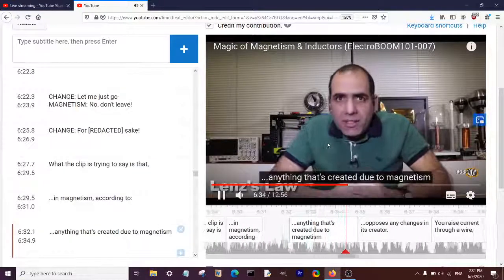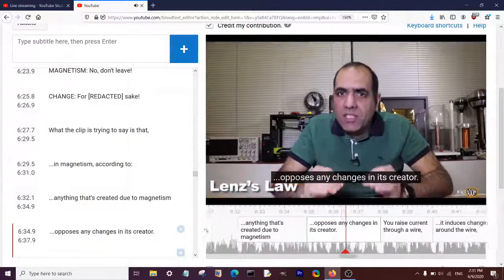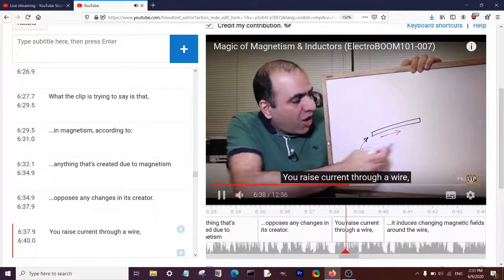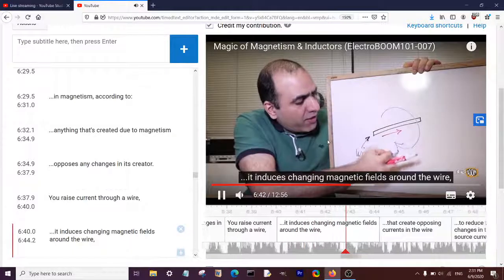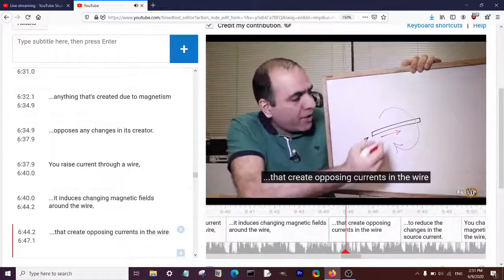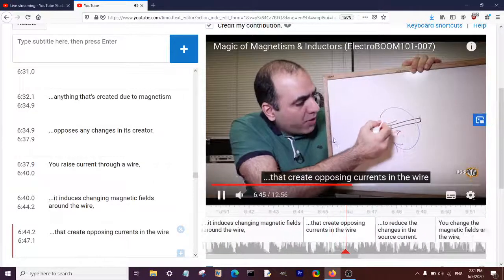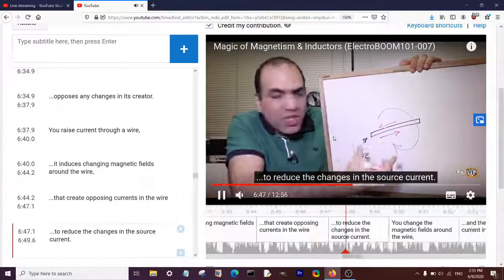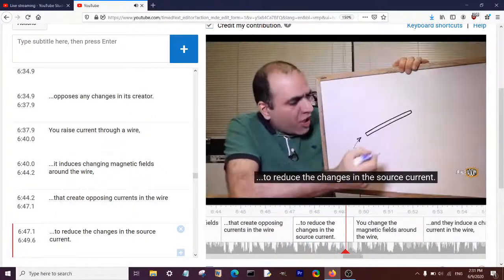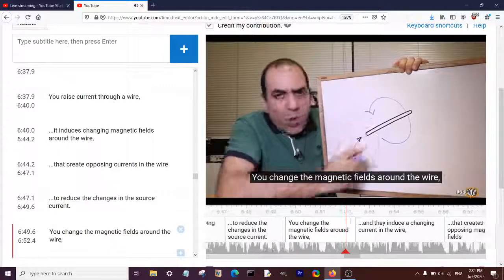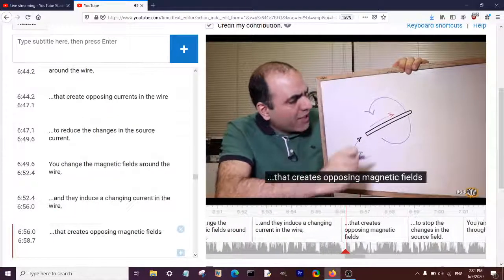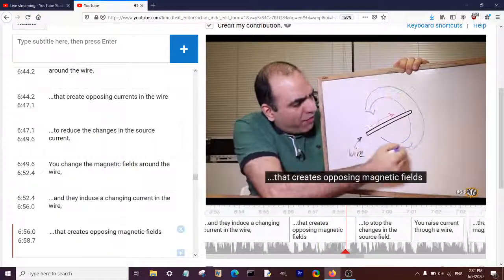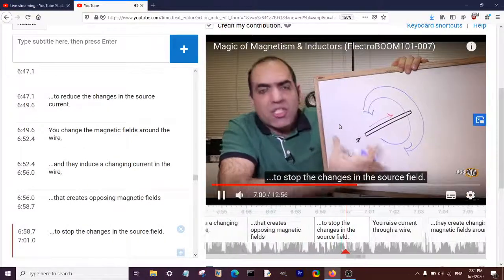What the clip is trying to say is that in magnetism, according to Lenz's law, anything that's created due to magnetism opposes any changes in its creator. You raise current through a wire, it induces changing magnetic fields around the wire that create opposing currents in the wire to reduce the changes in the source current. You change the magnetic fields around the wire and they induce a changing current in the wire that creates opposing magnetic fields to stop the changes in the source field.